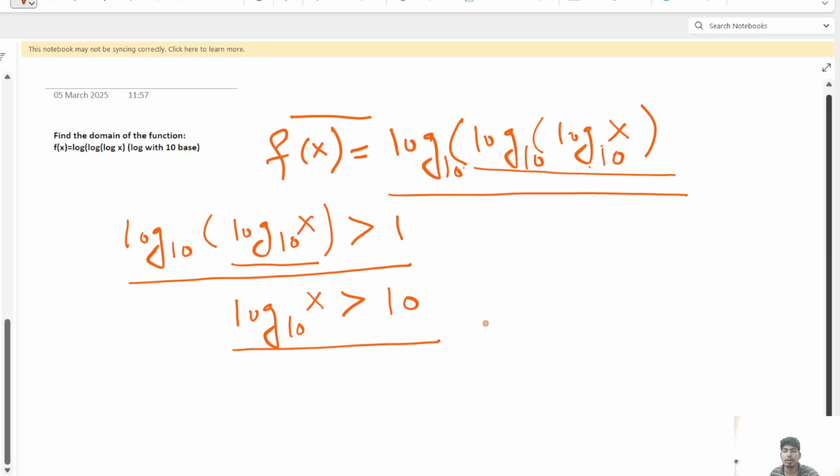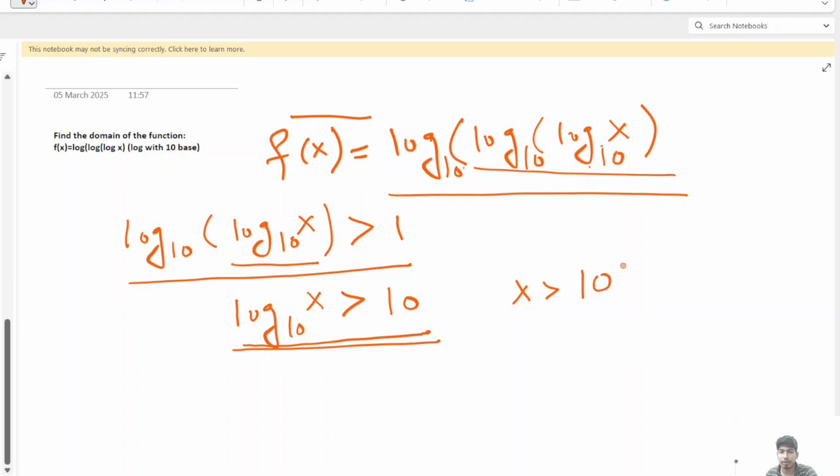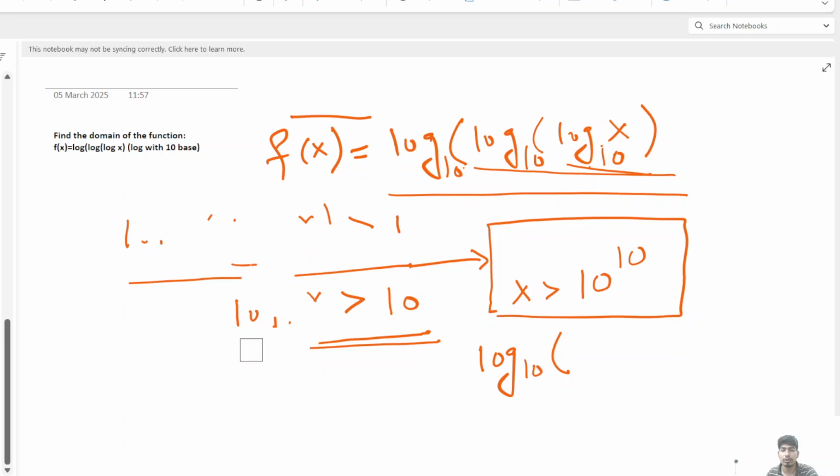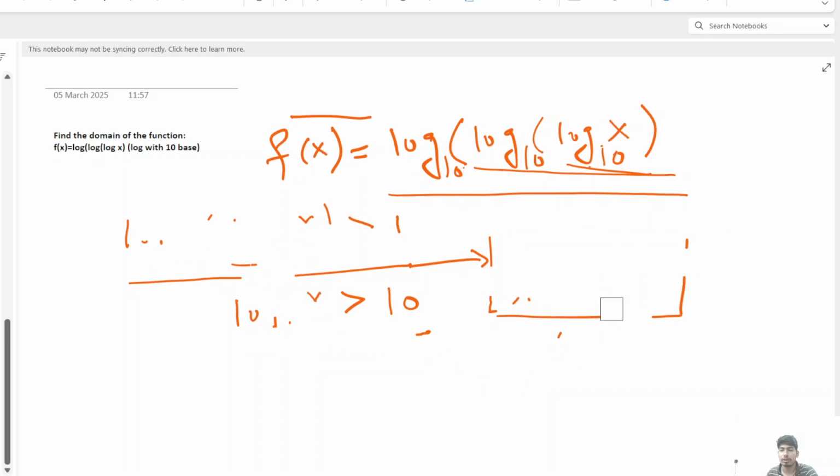When this value is greater than 1, if this value is greater than 10, then log x with base 10 is greater than 10, meaning x is 10 to the power 10. This is not the right way.